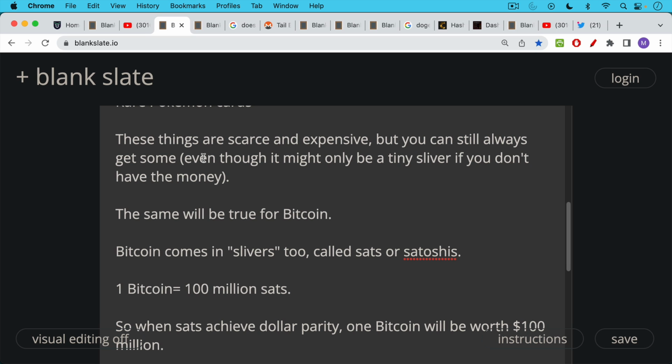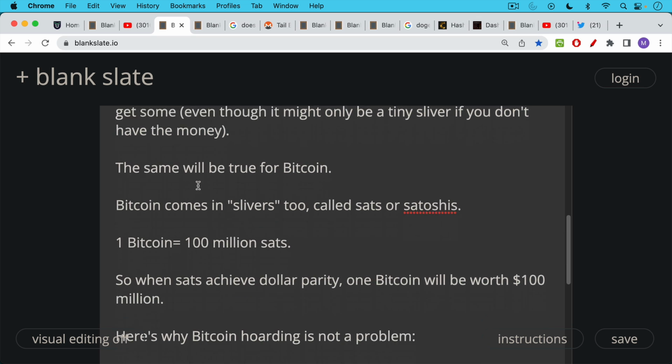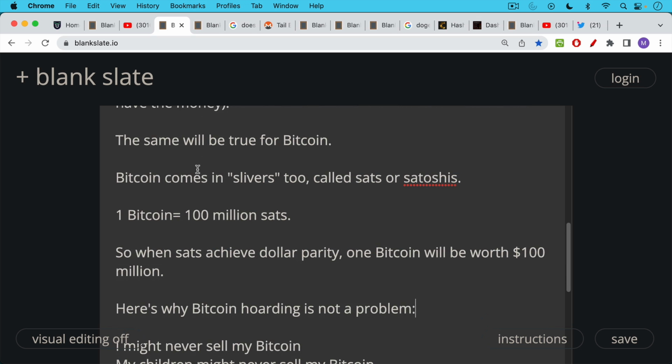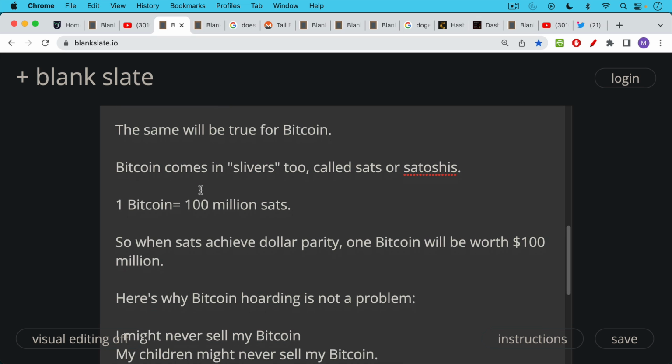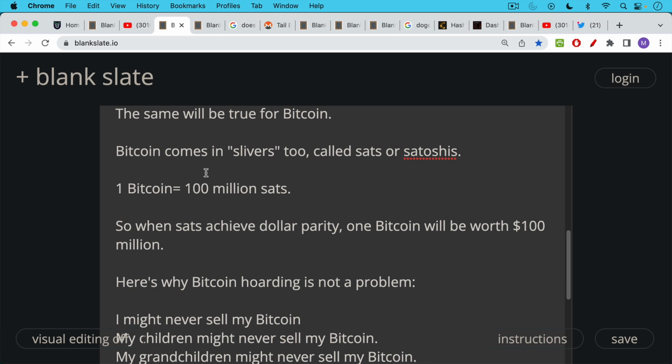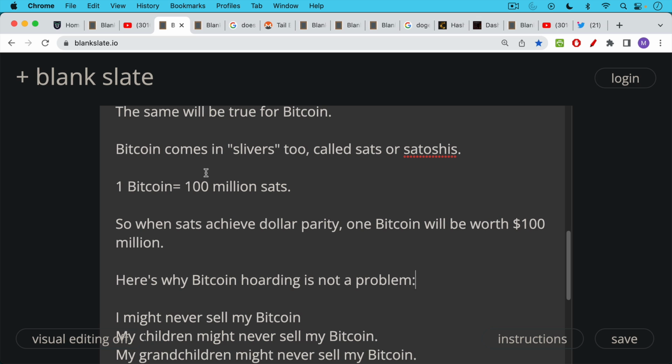Bitcoin comes in these tiny little slivers too, called sats or satoshis, and there are 100 million satoshis in each Bitcoin. And so if and when sats achieve dollar parity, where one satoshi equals $1, that will mean one Bitcoin will be worth $100 million per Bitcoin. It's a very large number, and it's hard to even imagine, but this is definitely something that's quite possible. And this would be a combination of Bitcoin adoption increasing, as well as the US dollar debasing itself against real things.